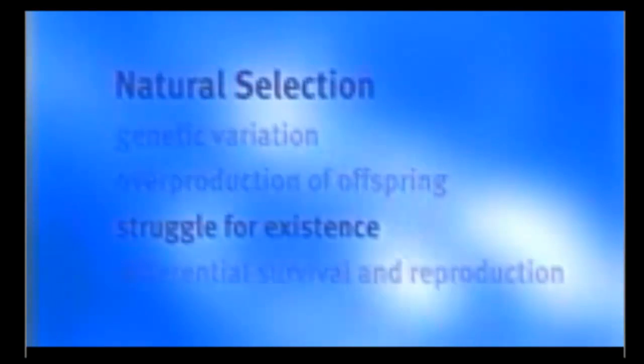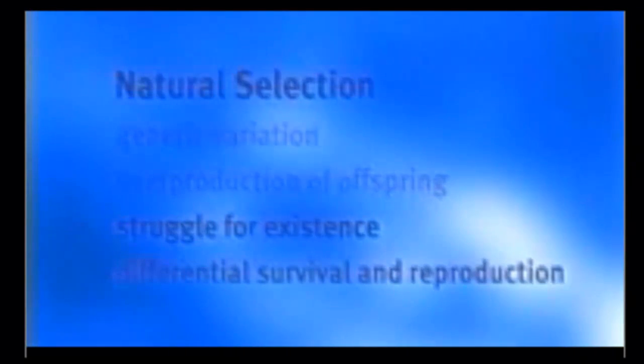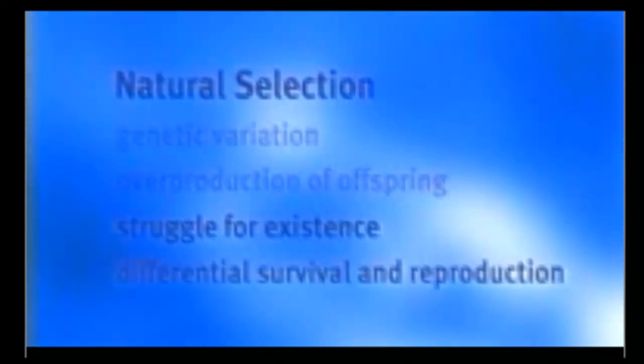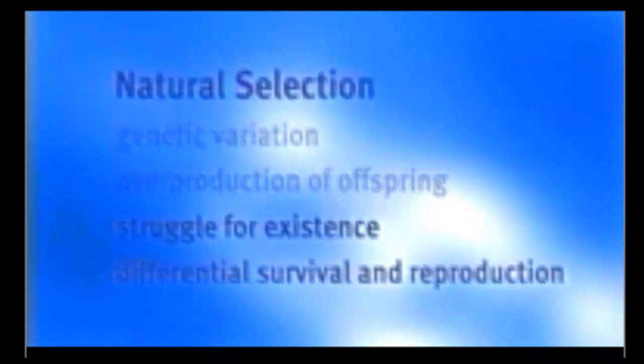The third factor in natural selection is the struggle for existence, and that leads to differential survival and reproduction. In any population, whether it's plants or animals or whatever, this excess production of individuals results in what Darwin called the struggle for existence. And what he had in mind there, I think, was the competition for food and space and mates as well.